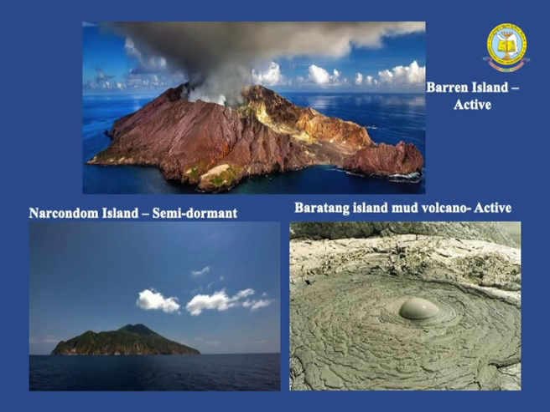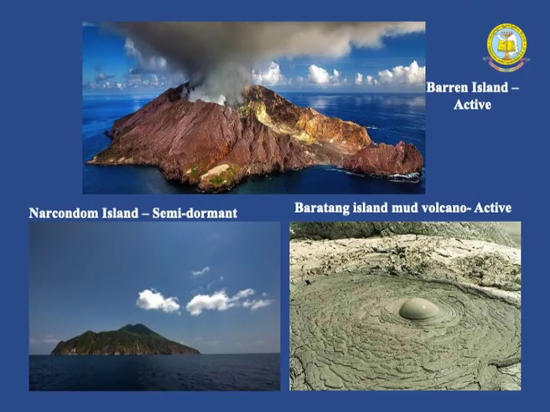Barren Island and Narcondam. Within the country we have these islands. Barren Island is a very active volcano, and Narcondam is dormant, and Baratang Island is a mud island which is also active, and the rest are unknown and some are extinct. So within the country we find these volcanoes in the Andaman Islands. This is Barren Island and this is Narcondam Island, which is dormant, may not erupt in future, but this one is actively erupting. And this is Baratang Island, which is a mud volcano, which is very active.